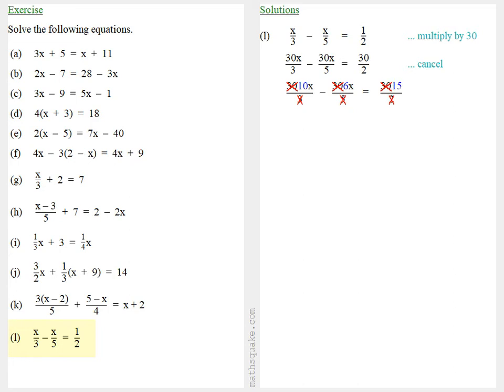So we have 10x minus 6x equals 15. Now we can simplify that. 10x minus 6x is 4x, so that's equal to 15. If we divide by 4, x is equal to 15 over 4. In other words, x is equal to 3 3/4.